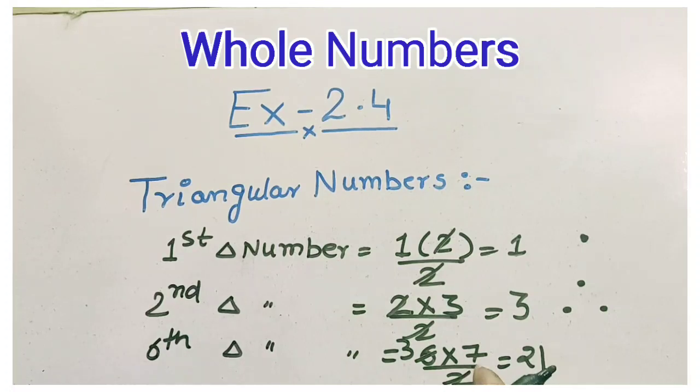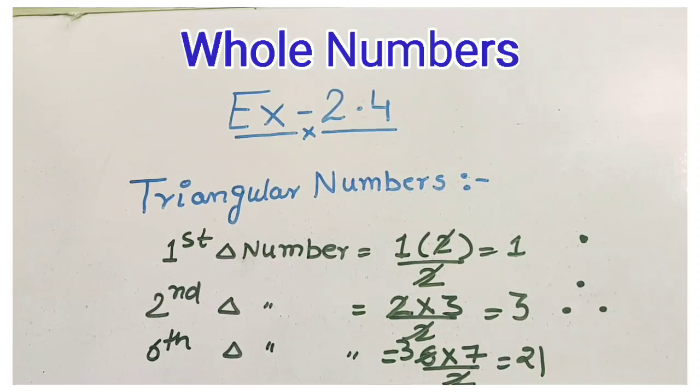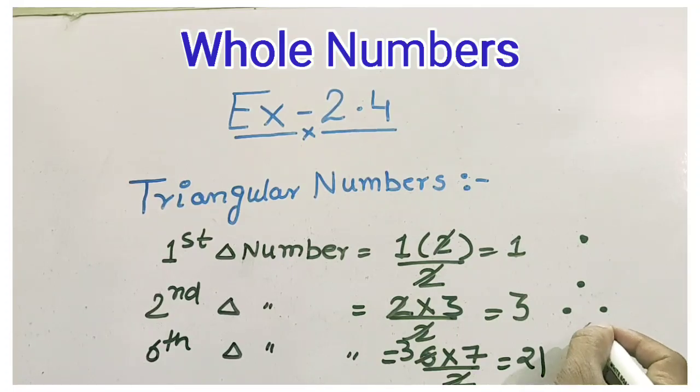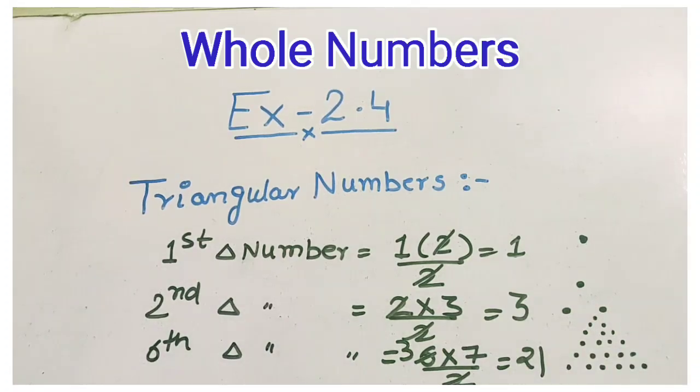Okay? So how will we represent 21 as a pictorial representation? As it is the sixth triangular number, 1 2 3 4 5 6 dots, then 5, 1 2 3 4 5, then 4, then 3, then 2, then 1. Got it? You can use a ruler or scale to make a neat and clean diagram.